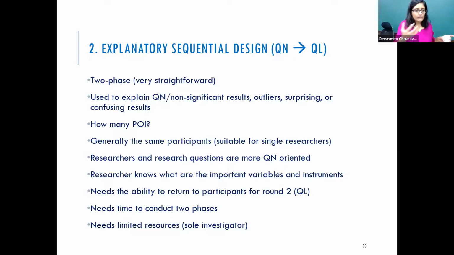You need, I mean, one person can easily do it. If you have a convergent design, then 2 people have to parallelly start the process. Whereas here, only I can do the process.